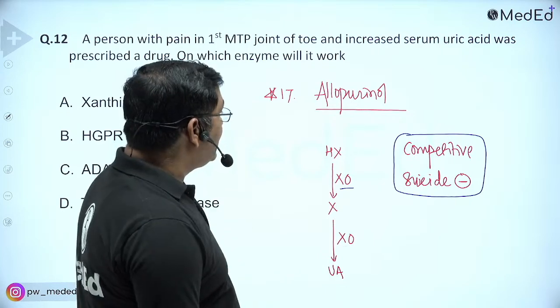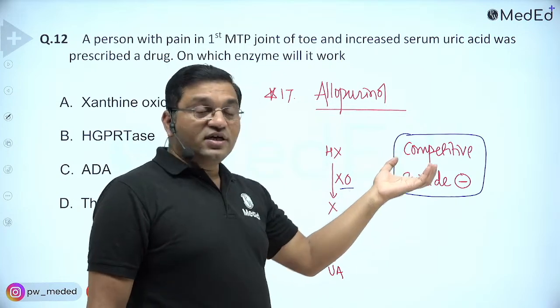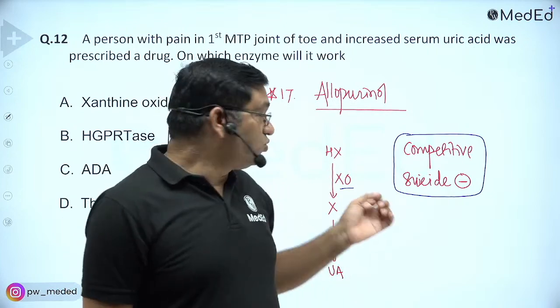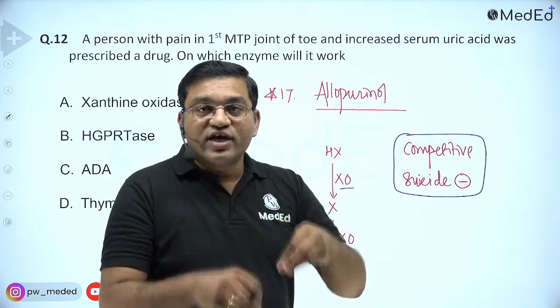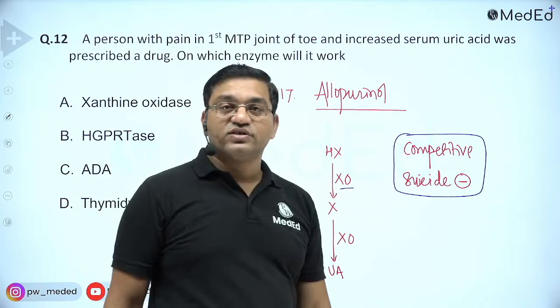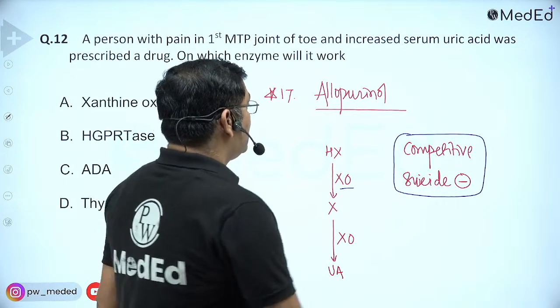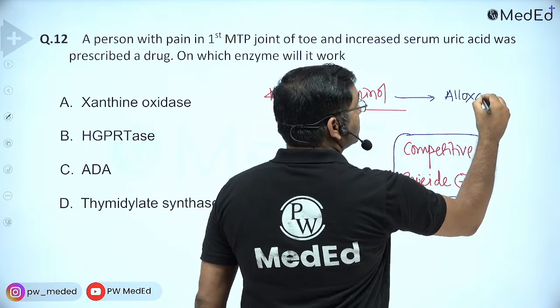So how will it act? It is a competitive inhibitor. It structurally resembles hypoxanthine. There is competition between these two, the substrate hypoxanthine and allopurinol. They compete for the active site of the enzyme xanthine oxidase. This is known as competitive inhibition. And what is suicide inhibition here? This allopurinol is converted into alloxanthine.